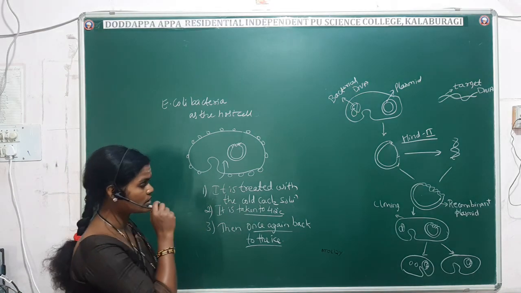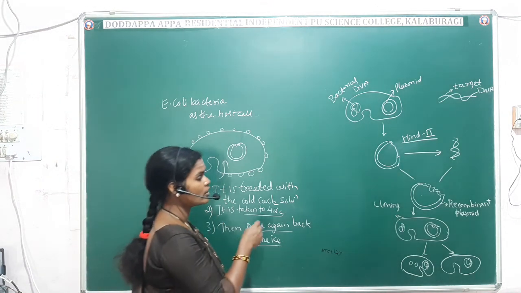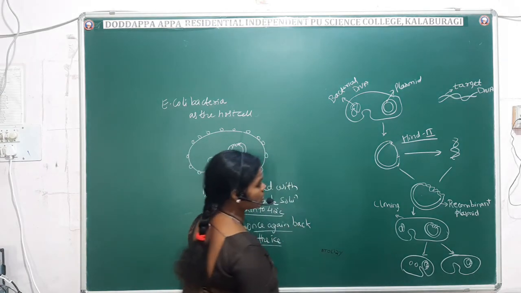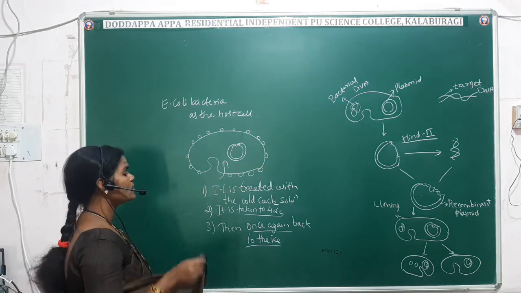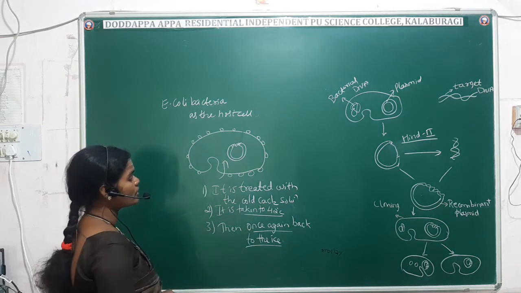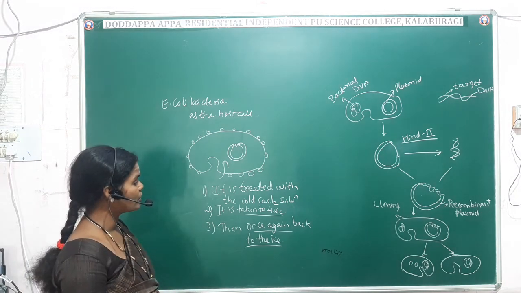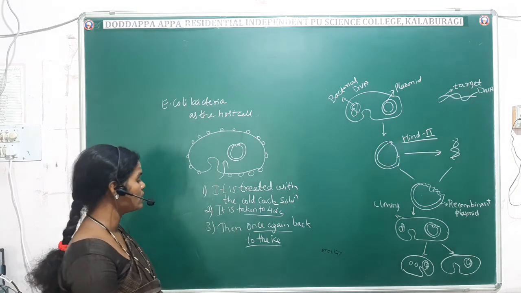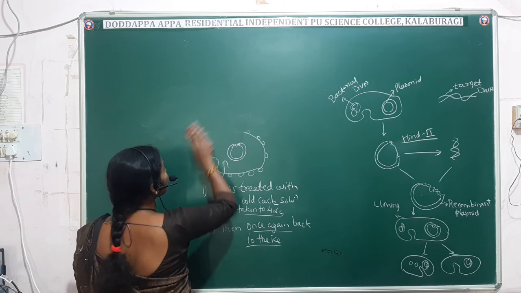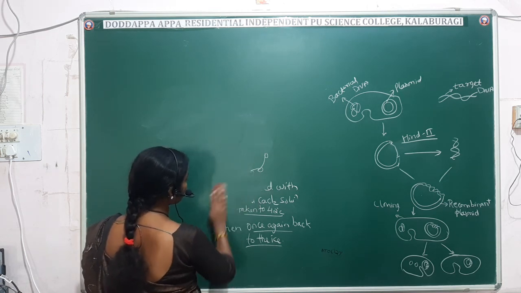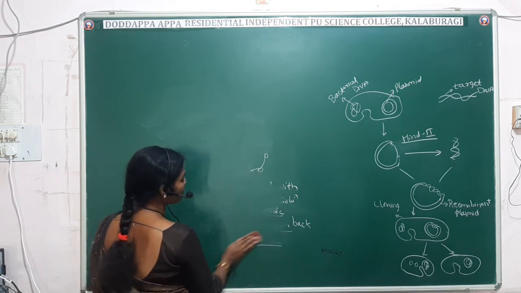So that is the fourth step: insertion of the recombinant plasmid inside the host cell. Now, before insertion, what do they do? The host cell is treated with the cold calcium chloride solution, taken to 42 degrees Celsius, then once again back to the ice. Now we are going to see the next step.